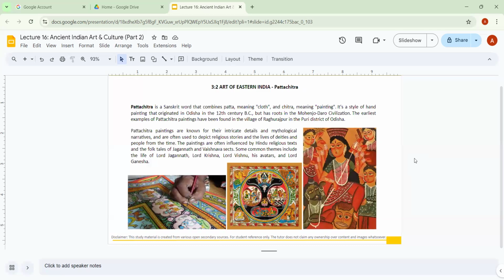The art of Eastern India, Pattachitra. Pattachitra is a Sanskrit word that combines patta, meaning cloth, and chitra, meaning painting. It's a style of hand painting that originated in Odisha in the 12th century but has roots in the Mohenjo-daro civilization. The paintings include themes of the life of Lord Jagannath, Lord Krishna, Lord Vishnu, his avatar, and Lord Ganesha.